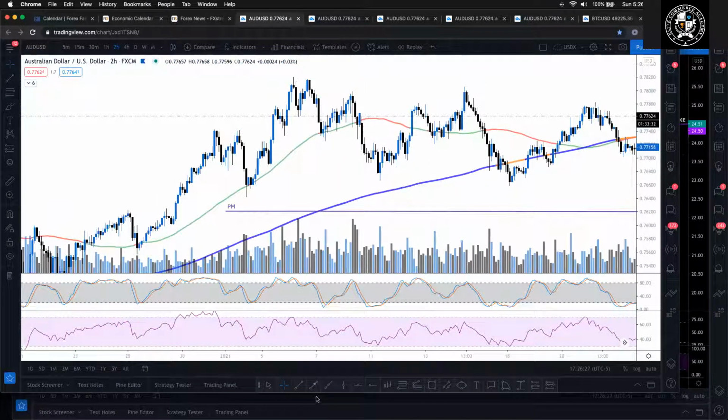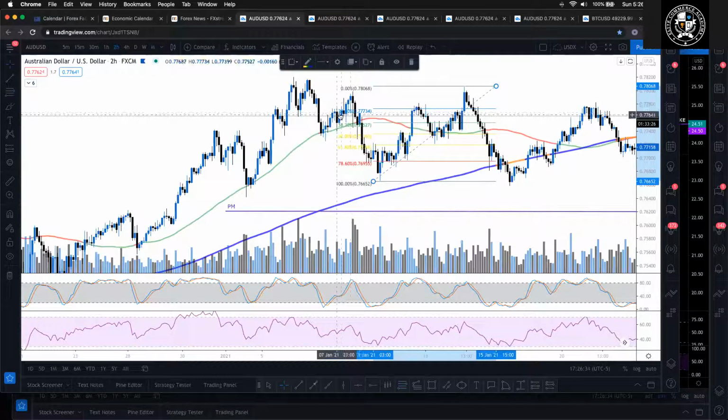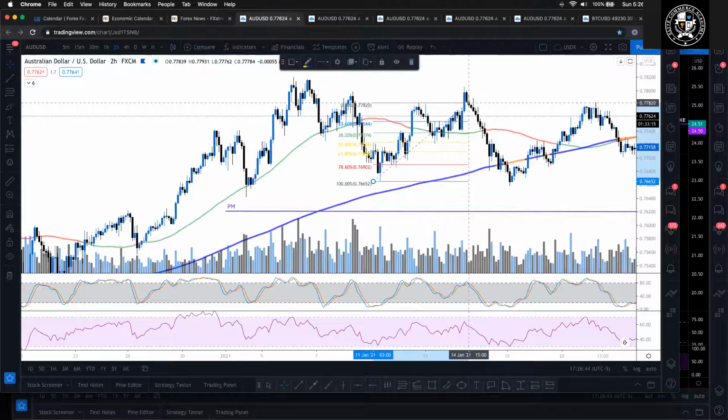That's just me. Some people like getting in at the 23% level, 38% level, 61.8% level, 78.6. It's up to you, to be honest. It's really up to you, you know.